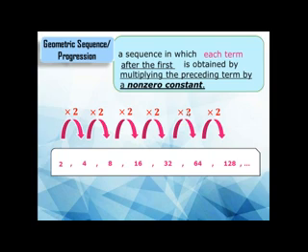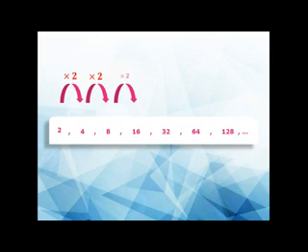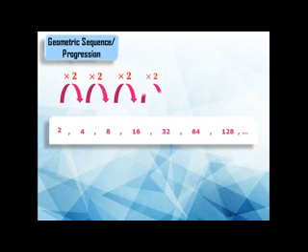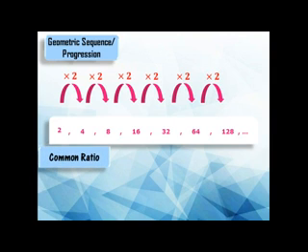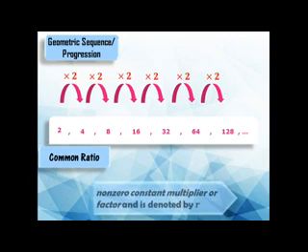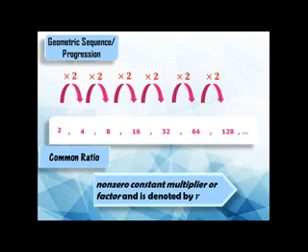Now, if in arithmetic sequence, we also have a non-zero constant that we call the common difference, what do we call it in geometric sequence? We call it the common ratio. So common ratio is the non-zero constant multiplier or factor and is denoted by r. So in this particular sequence, we can see that r is equal to 2.